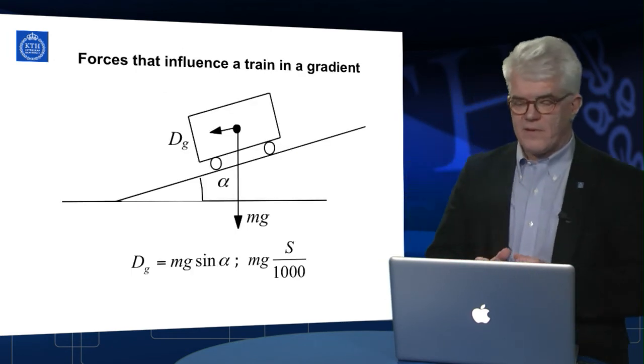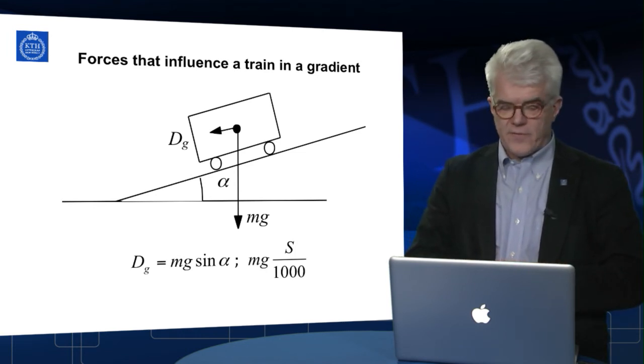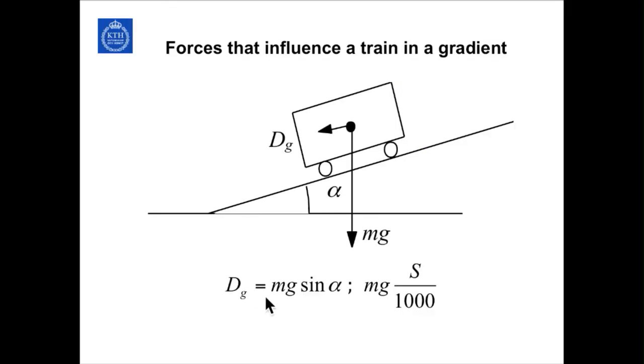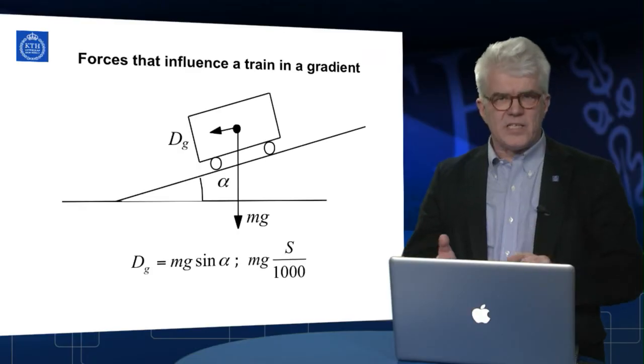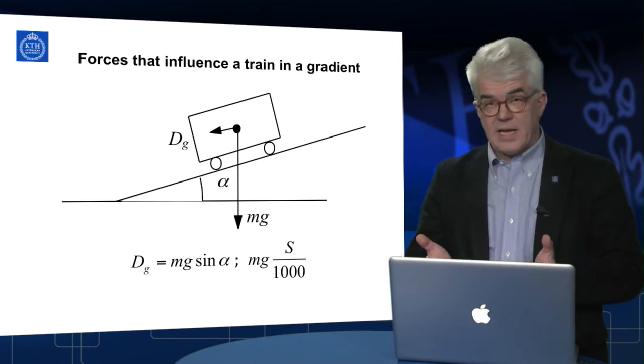The gradient resistance is, for people that like analytical formulas, the best one, because then you can directly derive the formula for the gradient resistance. M, and then you have the gravitational acceleration, g, times sin alpha. And since this angle is small, you can normally say that sin alpha is equal to alpha, which means that you can have a very simple expression for the gradient resistance, depending on the slope of the gradient in per mil. Typical values of that s is 5, 10, 15, up to 17, 18 per mil perhaps.